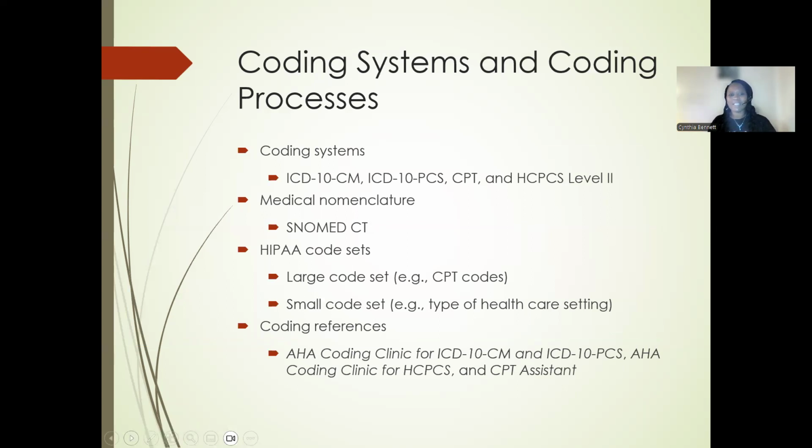So the coding systems and coding processes. I mentioned before, the systems will be the ICD-10 CM. This is for your diagnosis. ICD-10 PCS. This is for your procedures. CPT is also for procedures, but these are for your professional procedures, for example, your physicians. HCPCS coding level 2, and this is where you're going to find different supplies, medications, transportation. All of those will fall underneath the HCPCS.